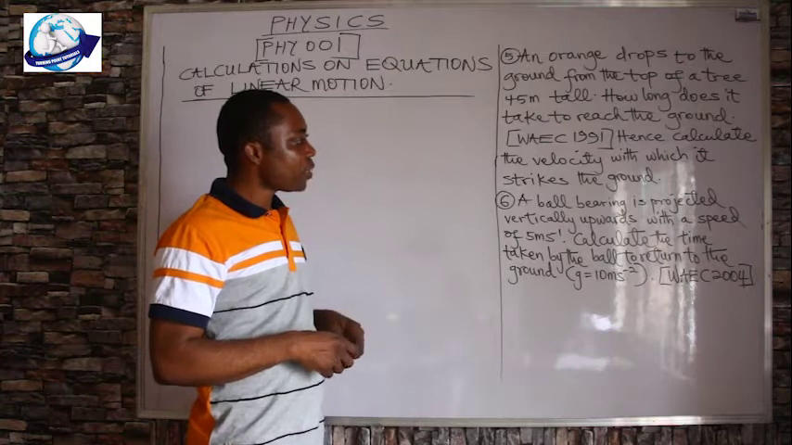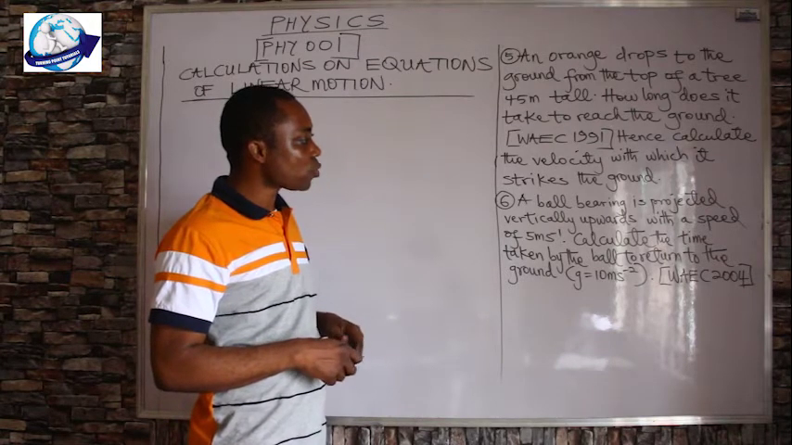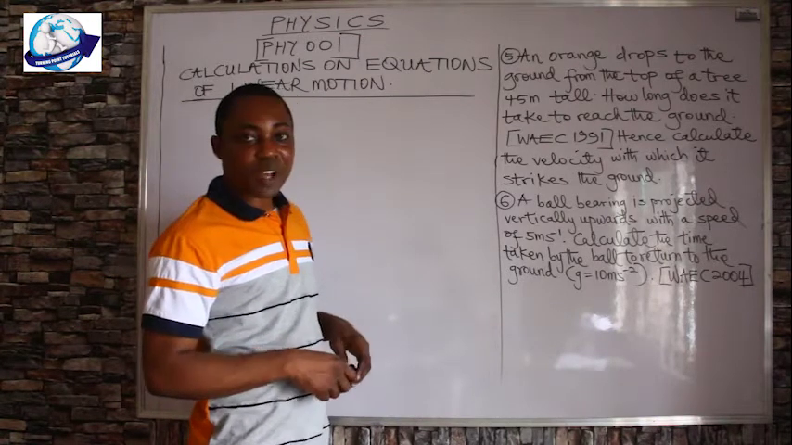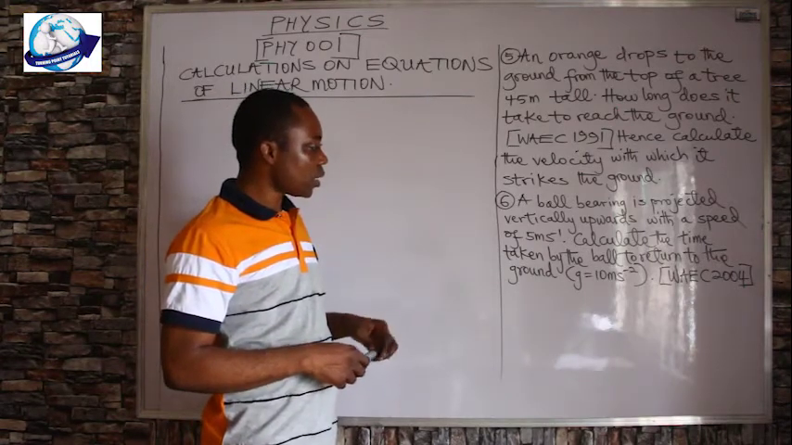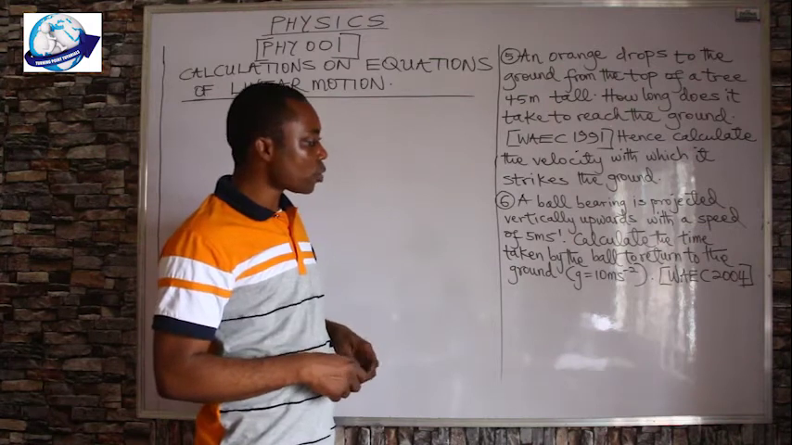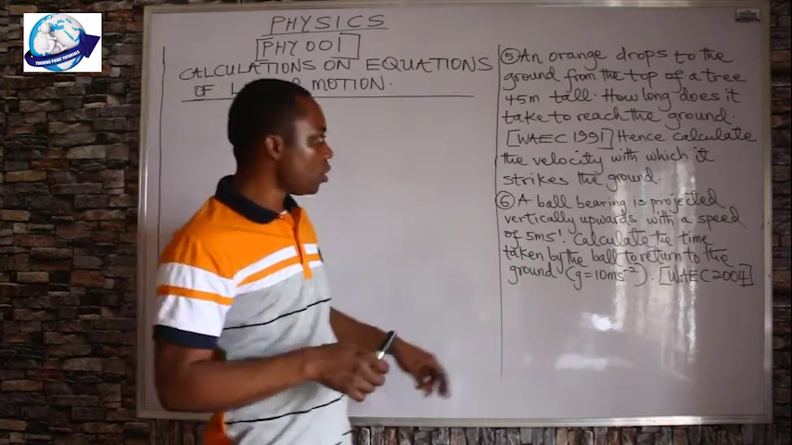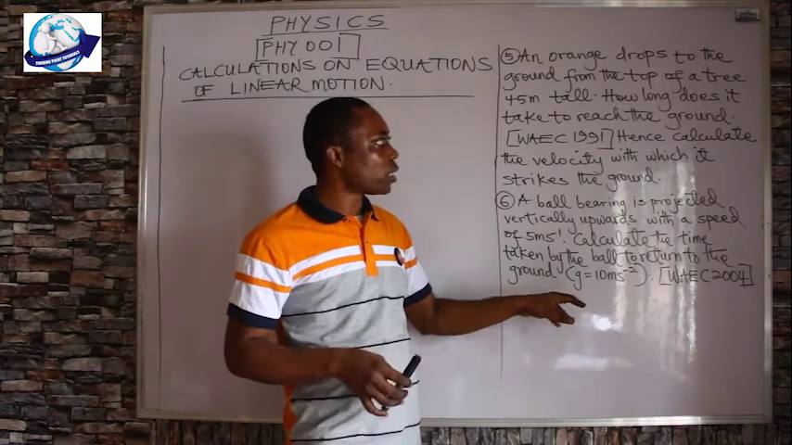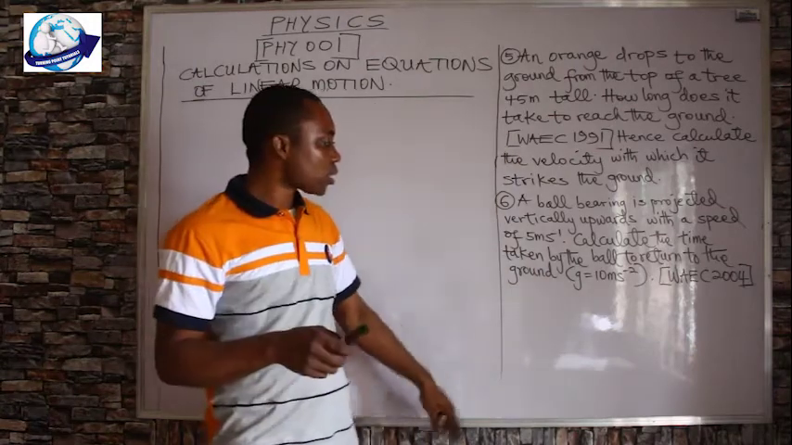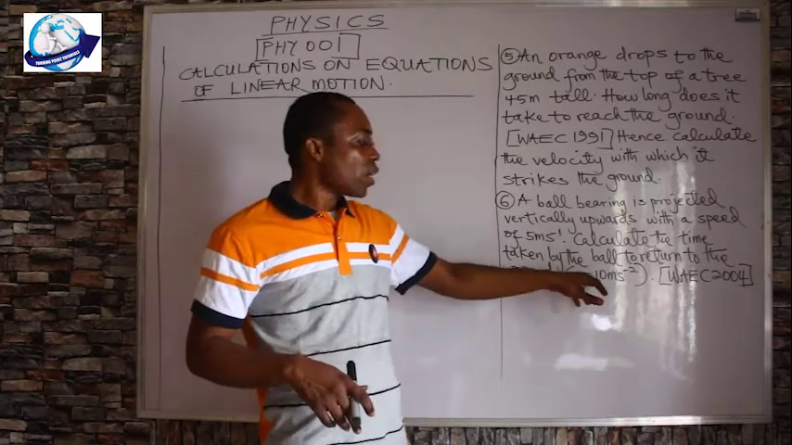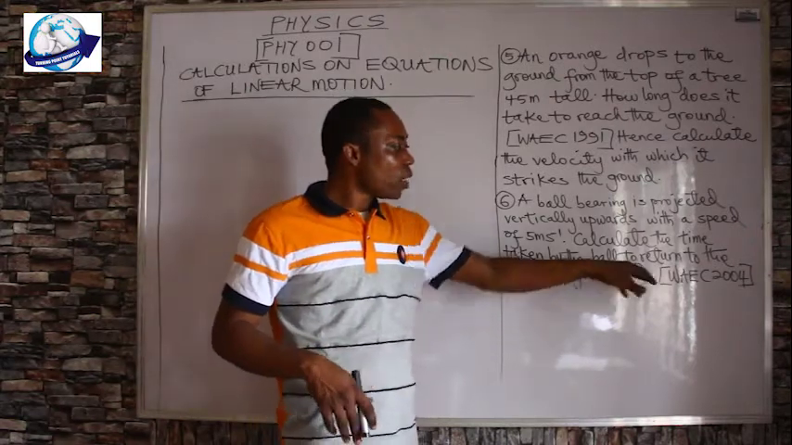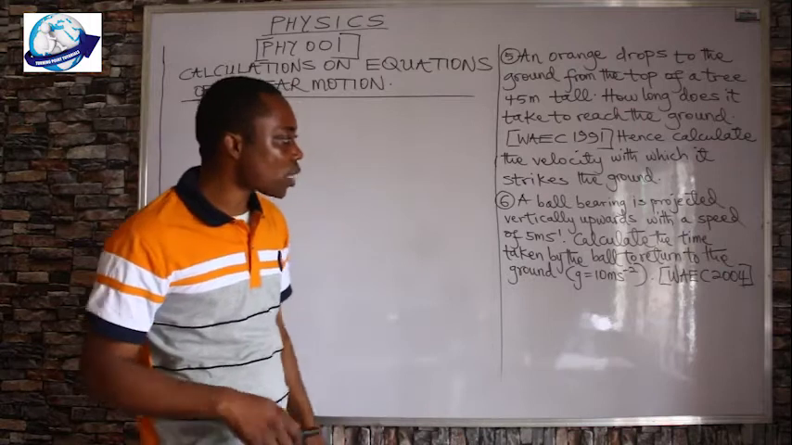A ball bearing is projected vertically upwards with a speed of 5 meters per second. Calculate the time taken by the ball to return to the ground. Remember your g value, because it's upward or downward motion, you must understand that g, the acceleration due to gravity, is always approximately 10 meters per second squared. That's WAEC 2004.